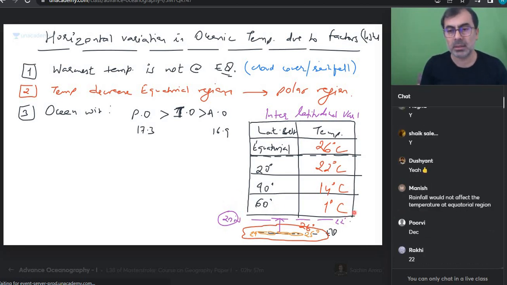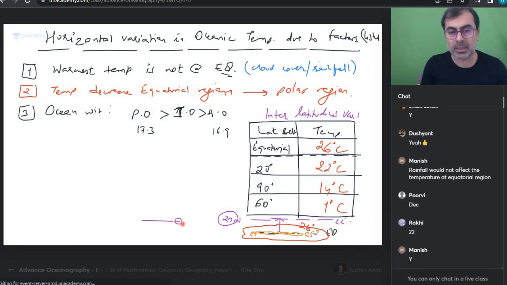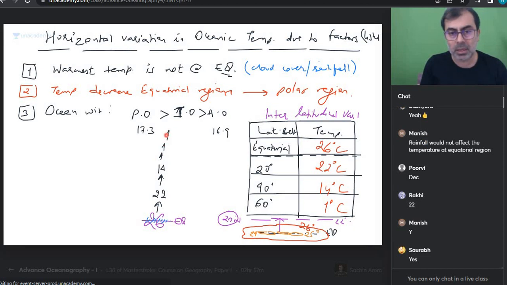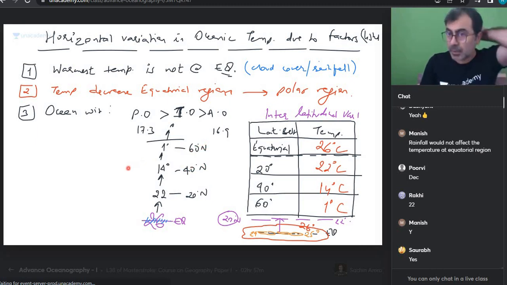So did you get this? So as I am going, equator ले लेते हैं. This region has 26 with a cool belt over here, relatively less. As I am going further, then what comes, 14, then what comes, 1, और आगे जाएंगे तो 0 हो जाएगा. ठीक है? समझ में आ गया? 20 डिग्री नॉर्थ, 40 डिग्री नॉर्थ, 60 डिग्री नॉर्थ. ट्रू.